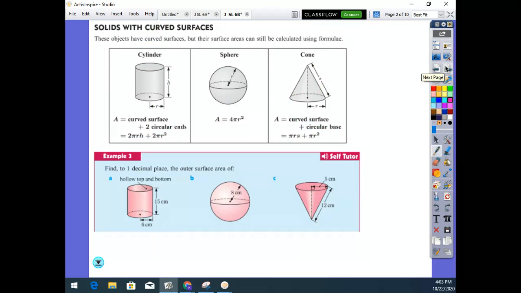This one is not quite so bad. In my opinion, you're just plugging into formulas. So the surface area of a cylinder, notice a cylinder has a circle on the top and the bottom. That's why it's 2 pi r squared. Then around the outside is 2 pi r h. These are formulas in your formula booklet, so utilize them. Surface area of a sphere and surface area of a cone. You're just going to be plugging stuff into formulas for this.